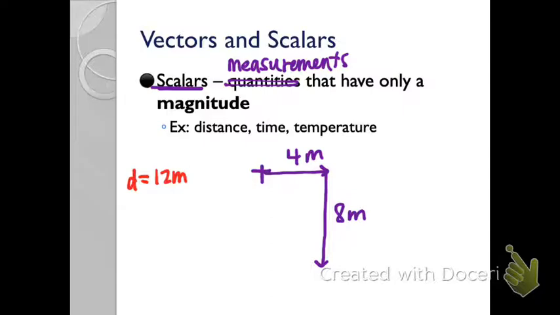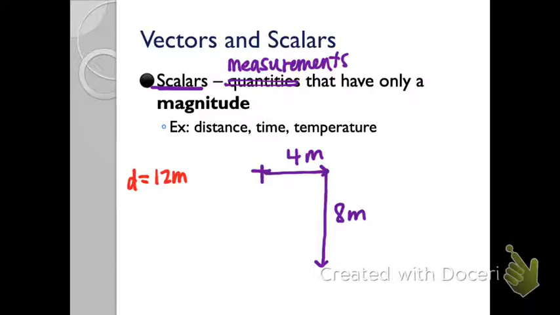Why can't I have a direction on my 12 meters? Did we go one direction the whole time? Right, we went 2 different directions. So there's no way I can even have a direction with that, right? I can't have a direction with my distance because I went 2 different ways.